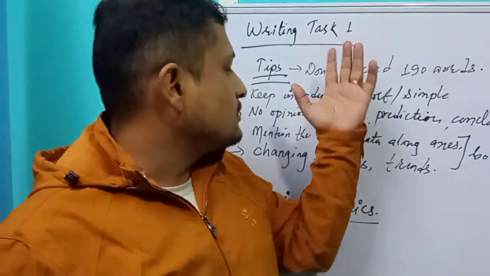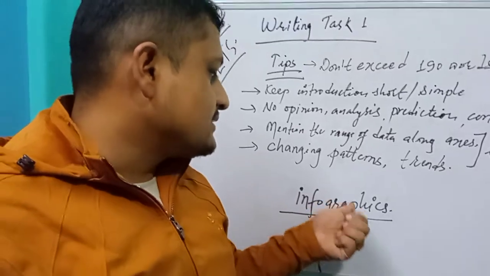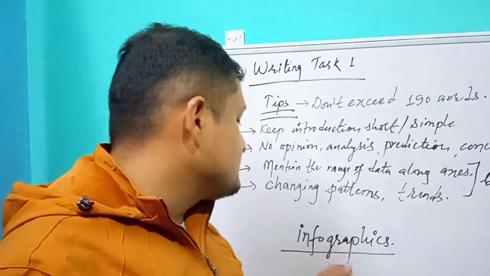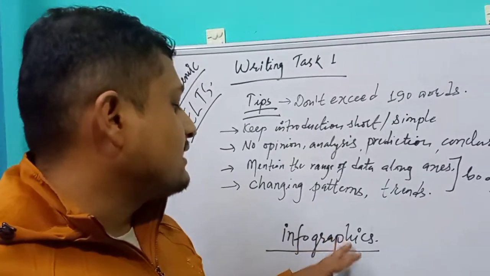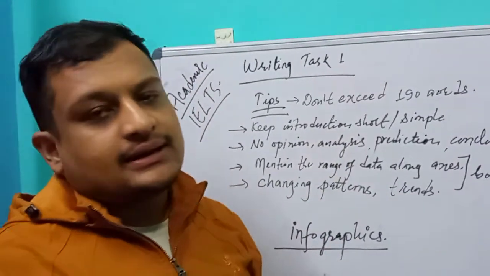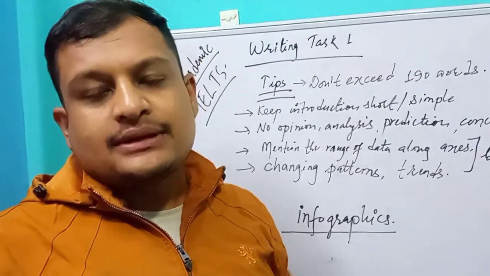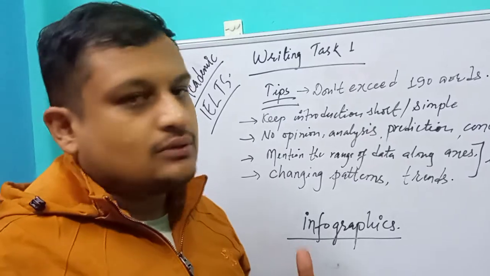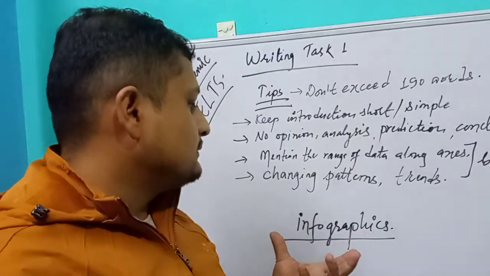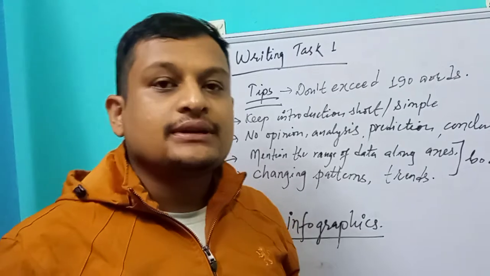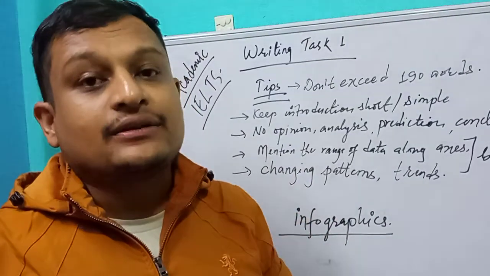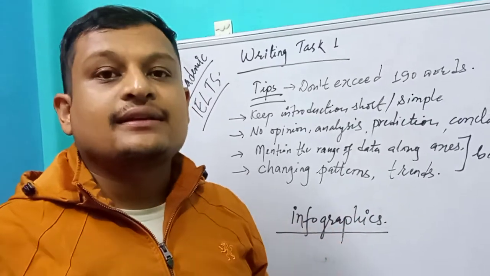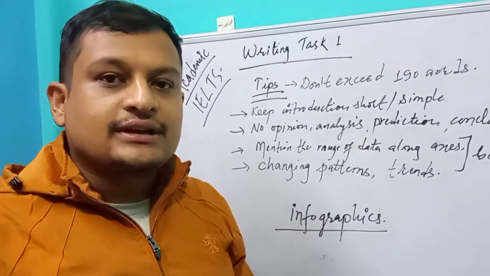So, writing task one is basically about describing the given infographic. Infographic means it's made up of information and graph. So that can be a chart, that can be a graph, that can be a table, that can be a pie chart, anything can be given. So you have to beautifully try to give those information in the form of the language. It's already given in the form of the chart, so that has to be explained in a beautiful manner in order to get a good score.